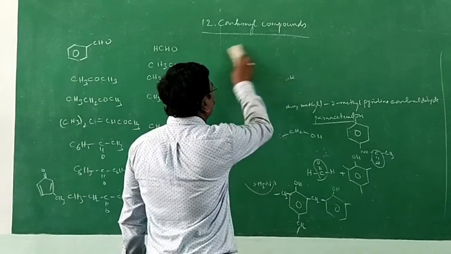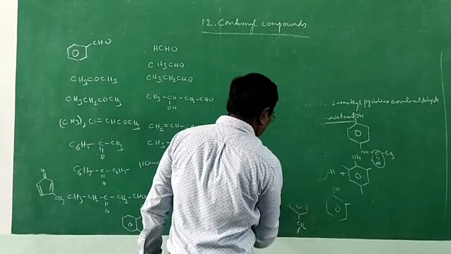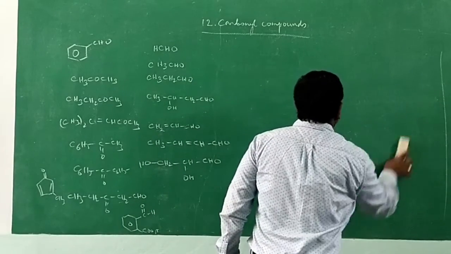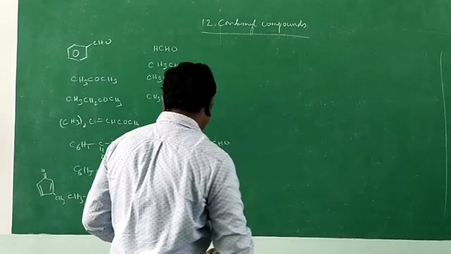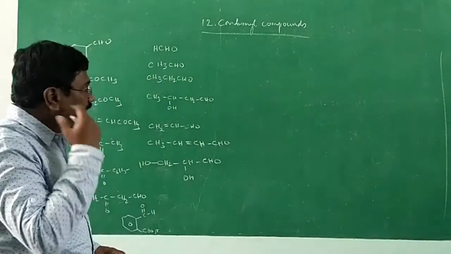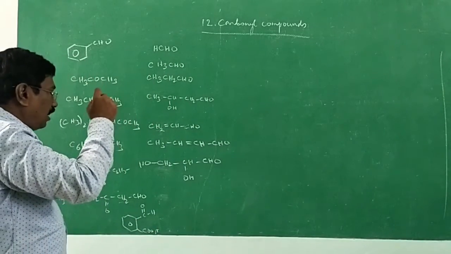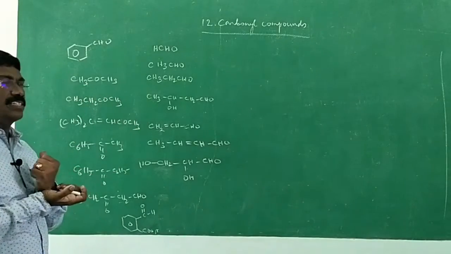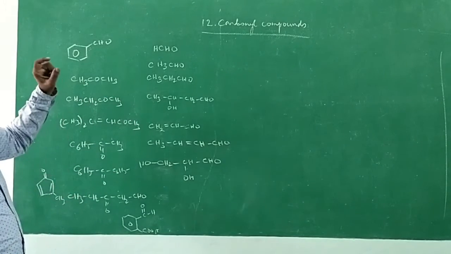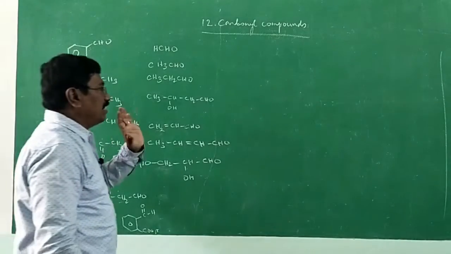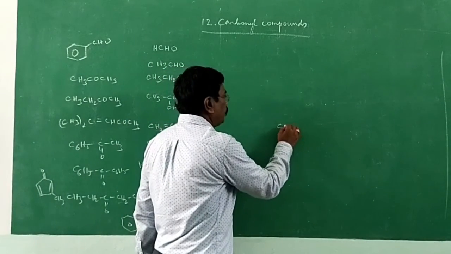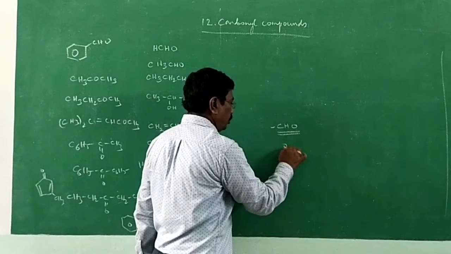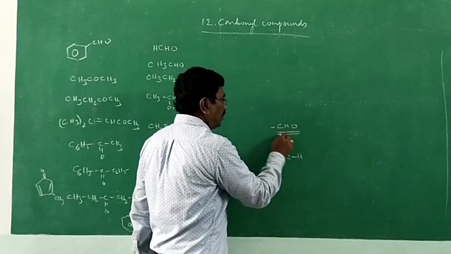Now, let us go into naming of carbonyl compounds, especially naming of aldehydes and ketones. In this chapter, we are going to concentrate on aldehydes and ketones first, followed by carboxylic acids, esters, amides, etc. Now, a very simple aldehyde. What is an aldehyde? As I said, if it has the CHO functional group, we call it an aldehyde. C double bond O, H. Simply it is written as CHO.